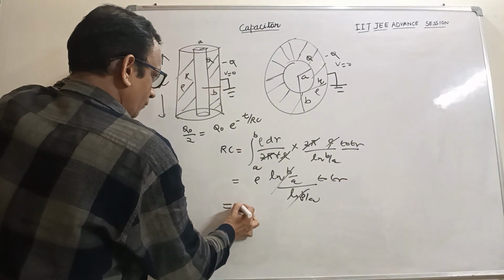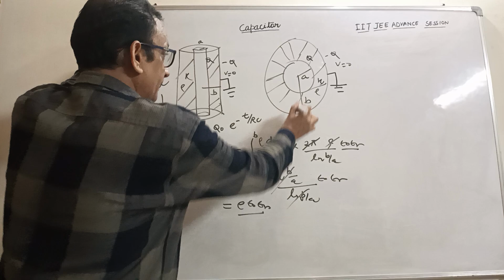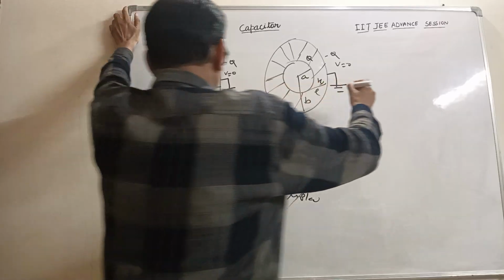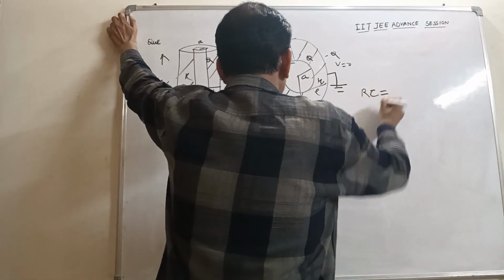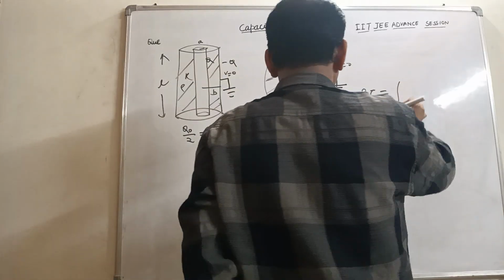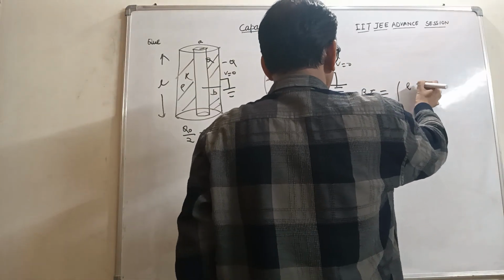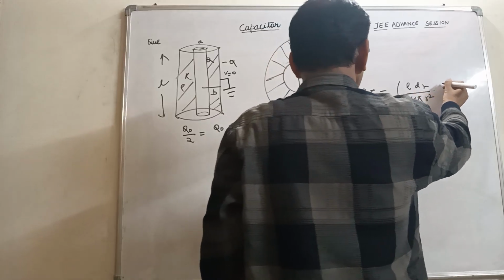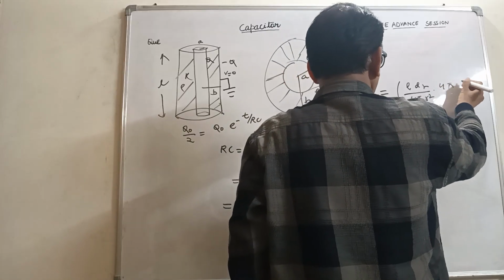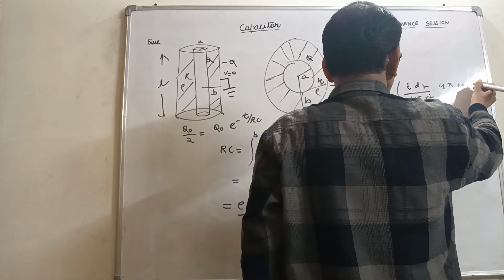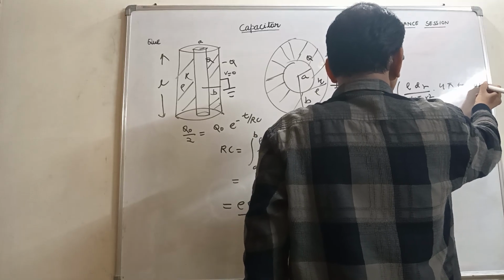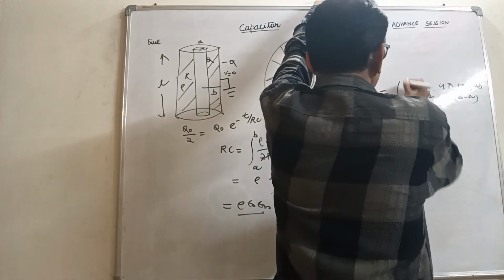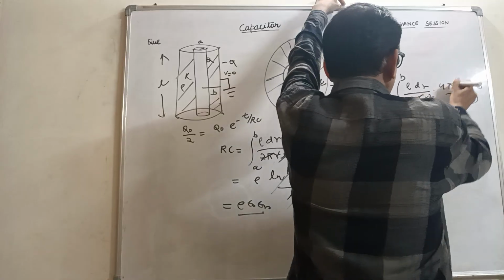So RC becomes rho epsilon naught epsilon r. Similarly, for the spherical capacitor, we can solve RC and get the same result. The resistance is rho dr by the area of the sphere, 4 pi r squared, and the capacitance will be 4 pi epsilon naught epsilon r into AB upon B minus A. So by integrating over r squared from a to b, the 4 pi cancels out.